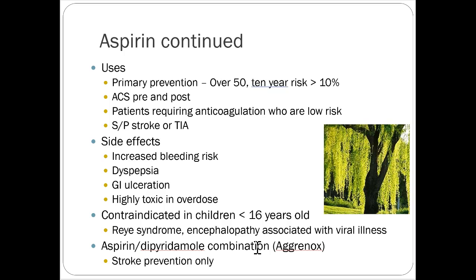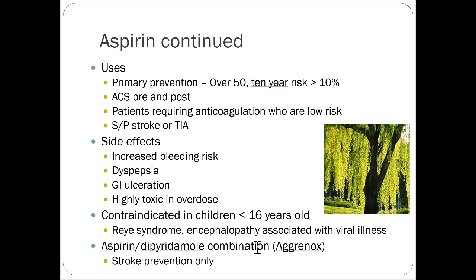All right, so primary prevention with aspirin is for over 50 with a 10-year risk score greater than 10%. We talked about our risk scores during the hypertension lecture. So that's a 10-year risk of some sort of a cardiac or neurological stroke type event within 10 years, and being over the age of 50. Then you're recommended to be on an aspirin.